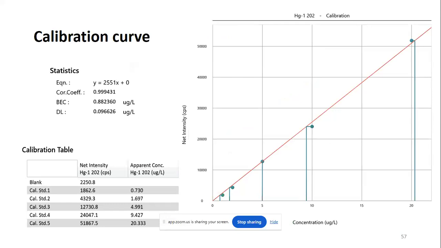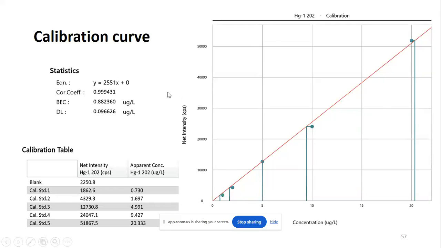This is one of the calibration curves for one of the metals, like Hg. This is for the Hg. You can see the error itself, like how the standards have been prepared. They are not accurate actually. Standards are not accurately prepared. So you can check all the things, right?